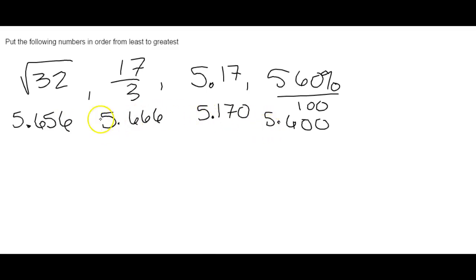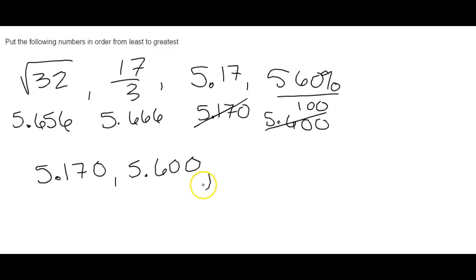All of them start with 5. So if we compare these decimal numbers, definitely 5.170 is smallest. 5.170 is going to be smaller than all the rest. And then comparing 5.656, 5.666, and 5.600, 5.600 is smallest of those three. Then 5.656 is a little bit smaller than 5.666. So 5.656, and then 5.666.